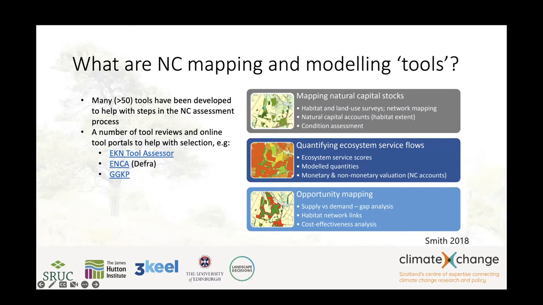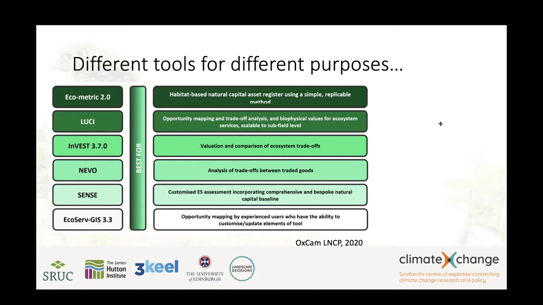We can go to the next slide. That'd be great. So this is, I think Doug might be familiar with this, and he may have been involved. This is from the Oxcam ARC work on natural capital, which is a really, really valuable resource, and I've put that in at the end. This was from their summary. This is just looking at six tools that have emerged.